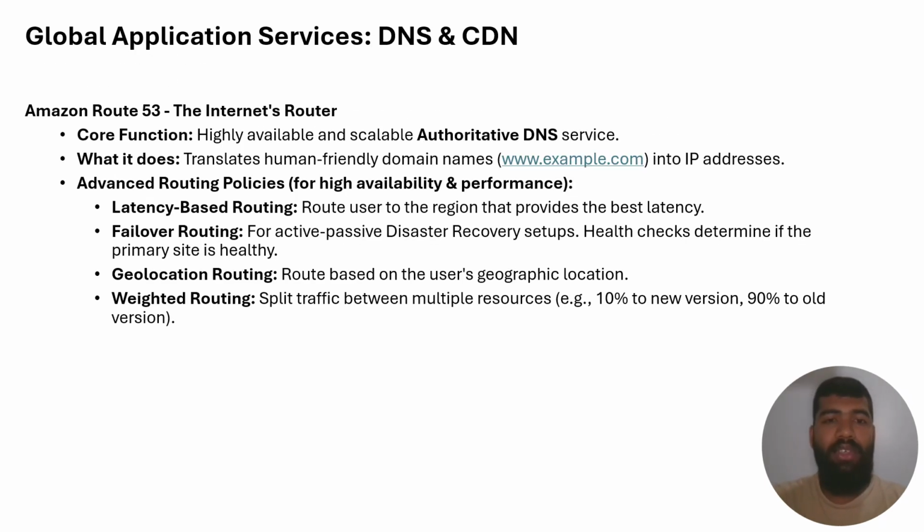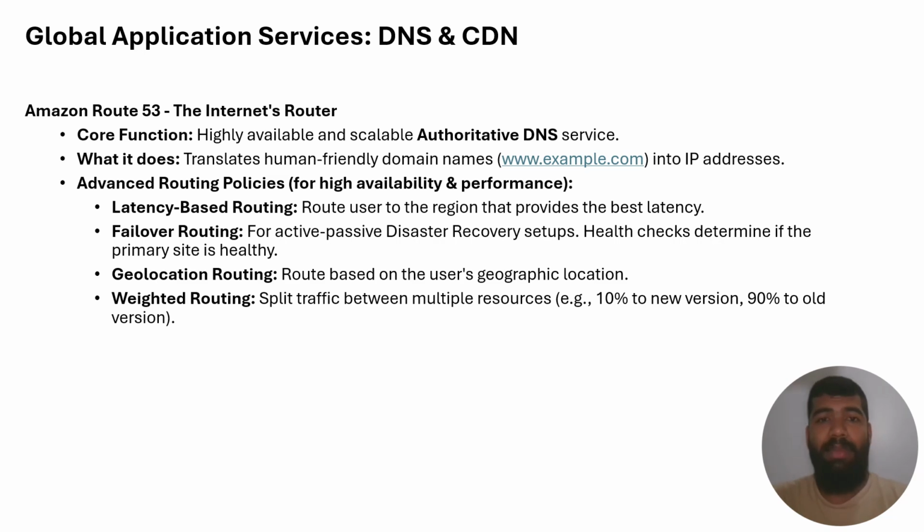Moving on, we will talk about global application services, DNS and CDN. Now let's talk about how AWS leverages this global network to route traffic and deliver content. Amazon Route 53 is AWS's highly available and scalable authoritative DNS. It translates human-friendly domain names, for example www.myapp.com, into machine-friendly IP addresses.